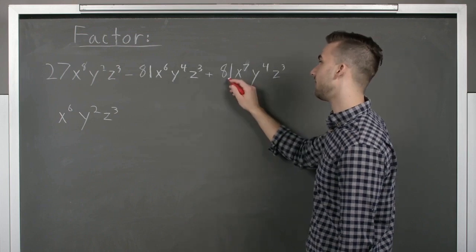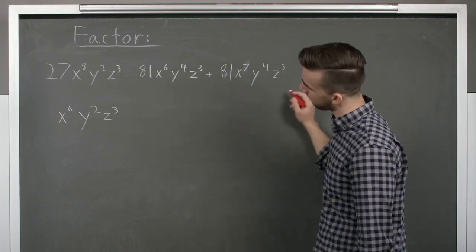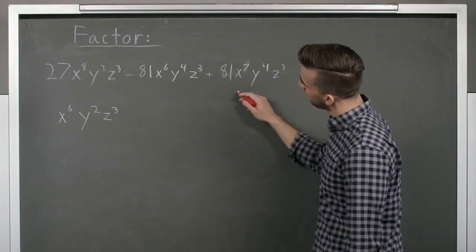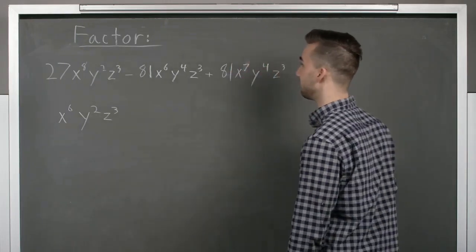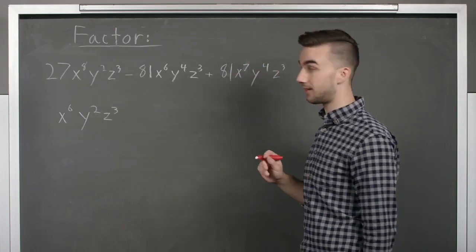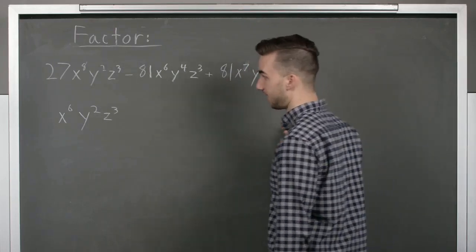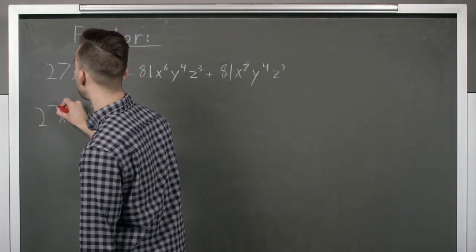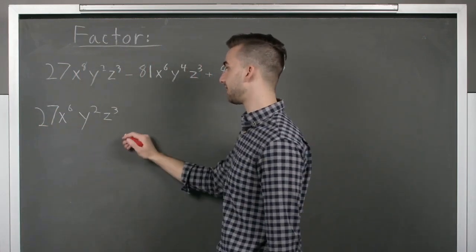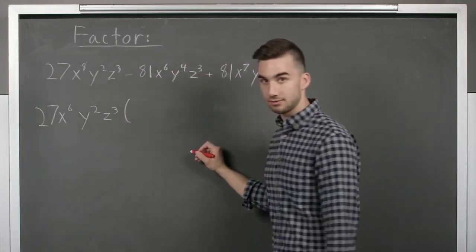Let's see, can we divide 81 by 27? Yes, we can, because 81 is 27 times 3. If you need to check on your calculator, you can. I just did that in my head. So we know 27 is our common factor, and then we can just divide that from each term.